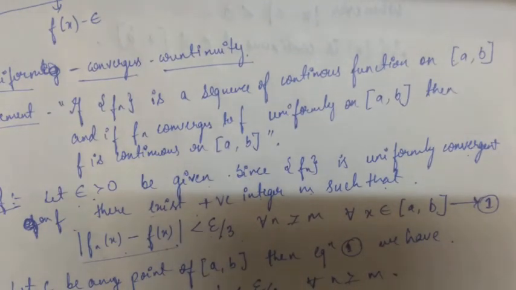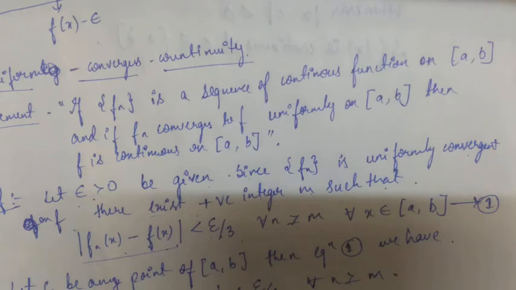So here is a note which is related to the problems we are taking next. I will just explain it. Uniform convergence of a sequence f_n is only a sufficient condition but not a necessary condition for the continuity of the limit function f.